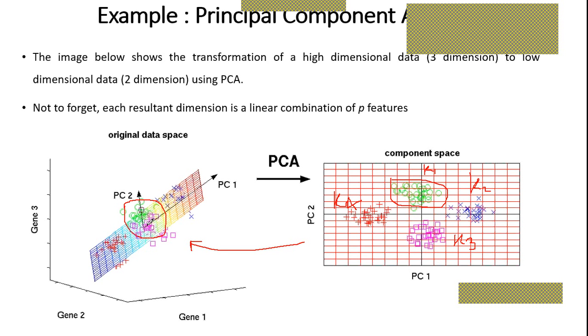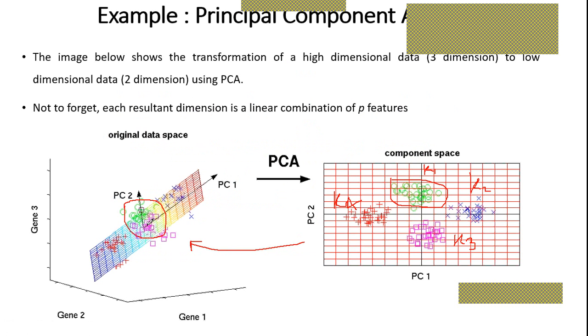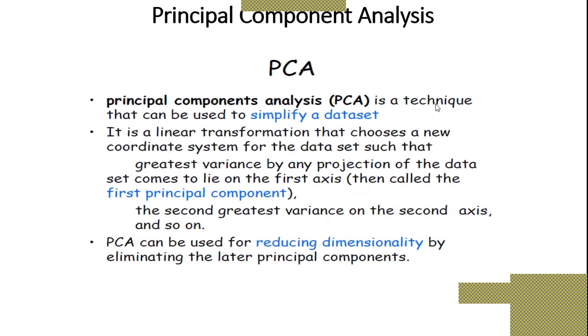So using this 3-dimensional data set, we have to convert it into a 2-dimensional data set. This is nothing but your principal component analysis. Now, in detail, let us see what principal component analysis means.